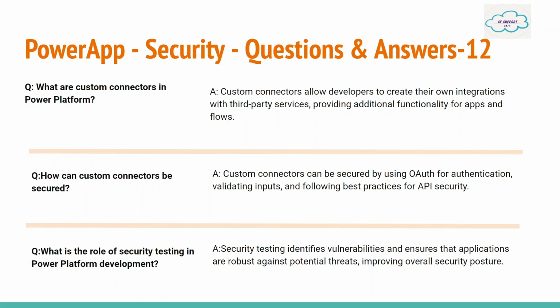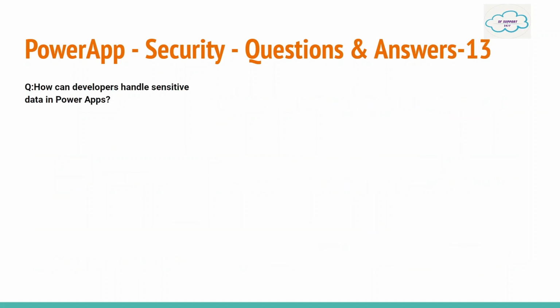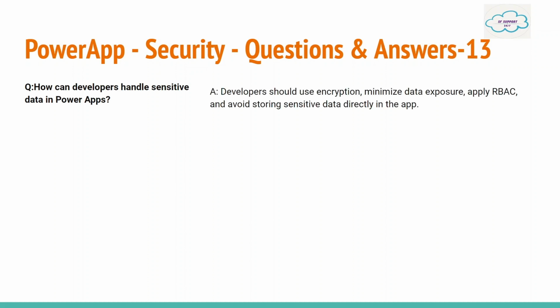With my experience, I saw in some of the organizations they have a dedicated ethical hacking team before the application publishes or goes to production. The hackers, or ethical hackers, that team goes and checks that application, validates it, and does all sorts of security testing. The next question: how can developers handle sensitive data in Power Platform?